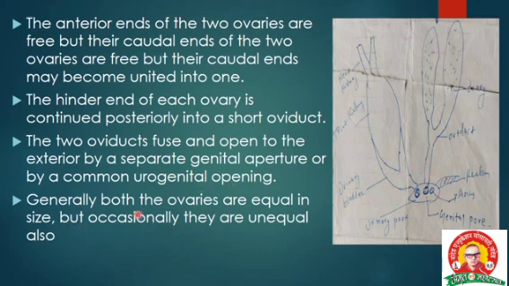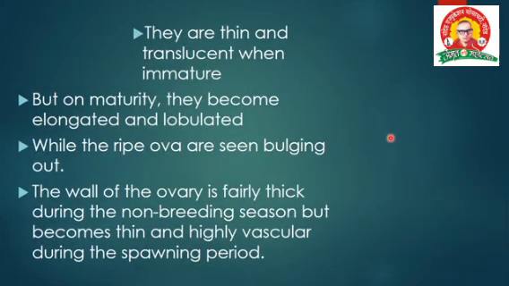Generally, both ovaries are equal in size, but occasionally they are unequal. Some scientists observe that in a few species, 2 to 3 percent, but in 97 to 98 percent they are equal. They are thin and transparent when immature.